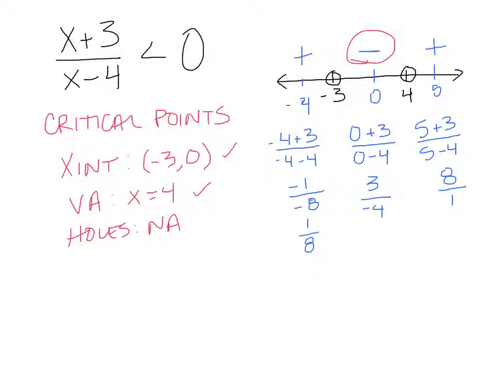So my solution set are all of the x values in that interval from -3 to 4. I'm not going to use any brackets because it cannot equal 0. I don't have any closed circles. And that would be my solution. The set of all x's between -3 and 4 is where the graph would be negative, or where it would be below the x-axis.